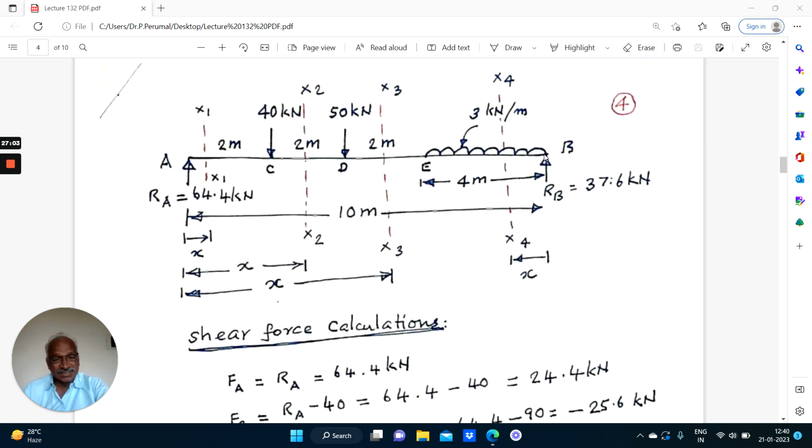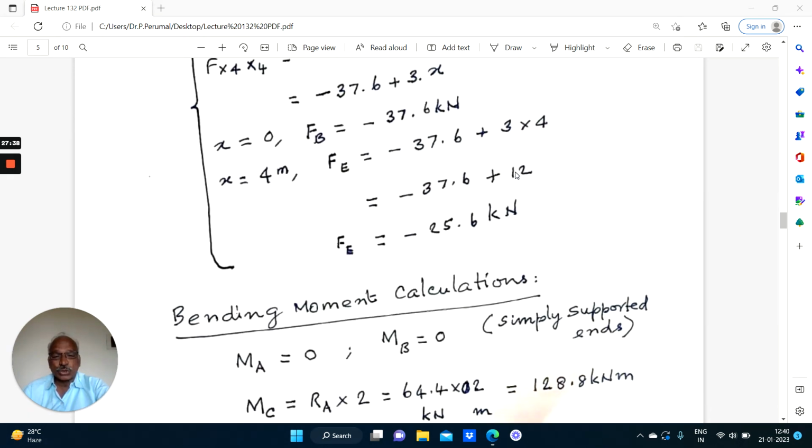So 3 into X will be the load. The 3 into X will be acting at X by 2. We are considering only this portion, XB only. 3 into X into X by 2 up to the section XX, because we are taking moment about the section XX. You have to refer all the distances to the section XX. So 37.6 into X minus 3 into X by 2. Here again, the aim is to show that it is a quadratic equation. So second degree variation. Only for that this calculation is shown.